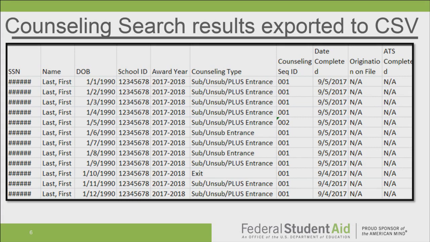The origination on file and the agreement to serve, which is the ATS, which is for TEACH, which none of you do, just ignore those columns. It doesn't mean anything. So if you go for counseling and you want to see, oh, they've done counseling, is there origination on file for them? And you look here, you're never going to see it. So just ignore those columns.